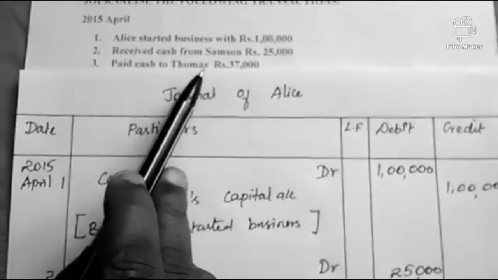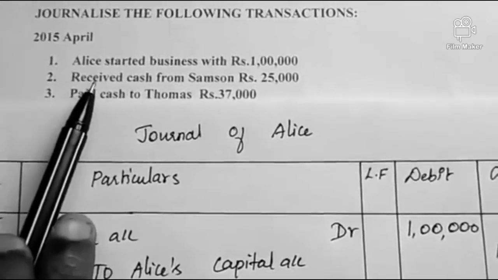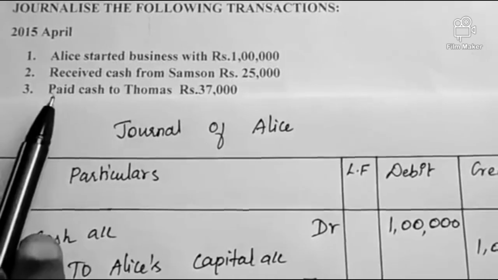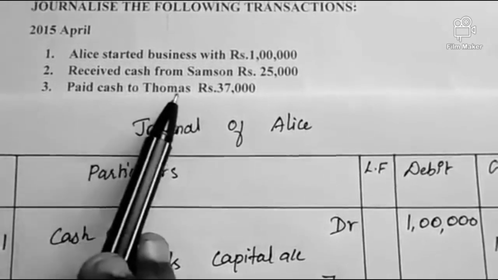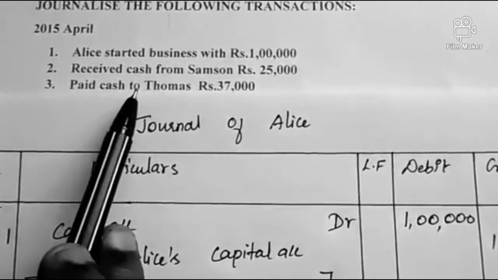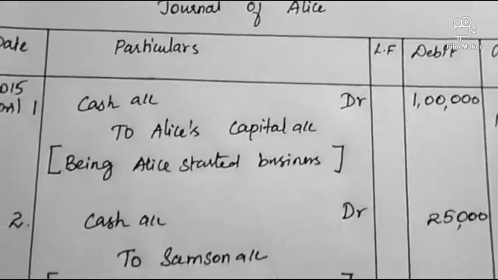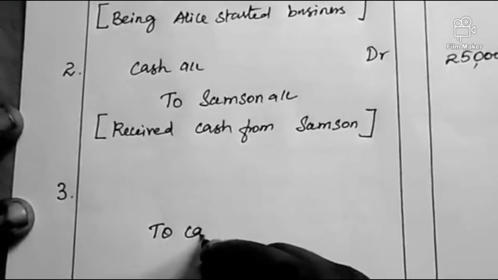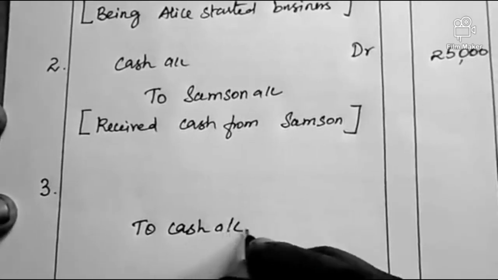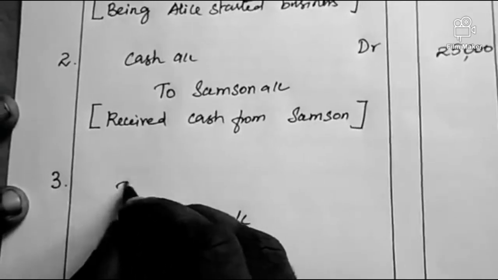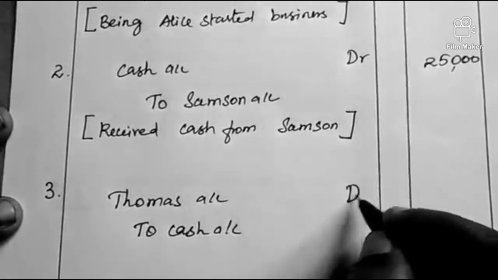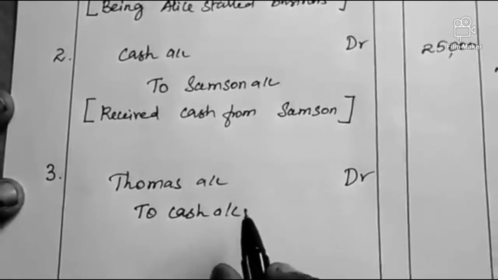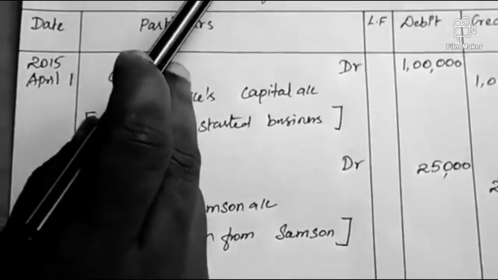Then the third transaction. What is the third transaction? Paid cash to Thomas. The previous transaction was received cash from Samson. Here, paid cash to Thomas. See, when you pay cash to Thomas, cash goes out. So just write cash credit side. So automatically the debit will be Thomas. Thomas account debit to cash account. See, paid cash to Thomas, no.